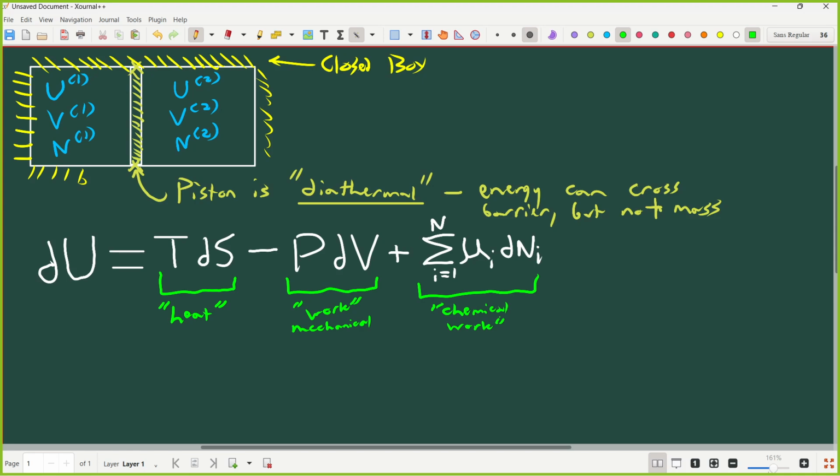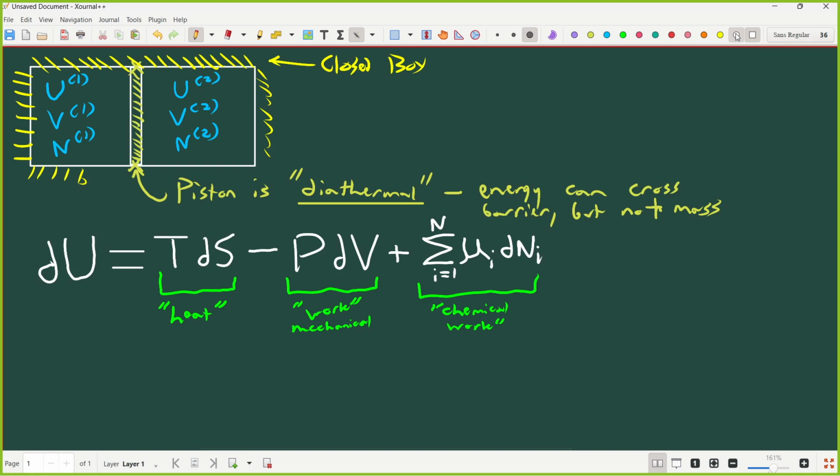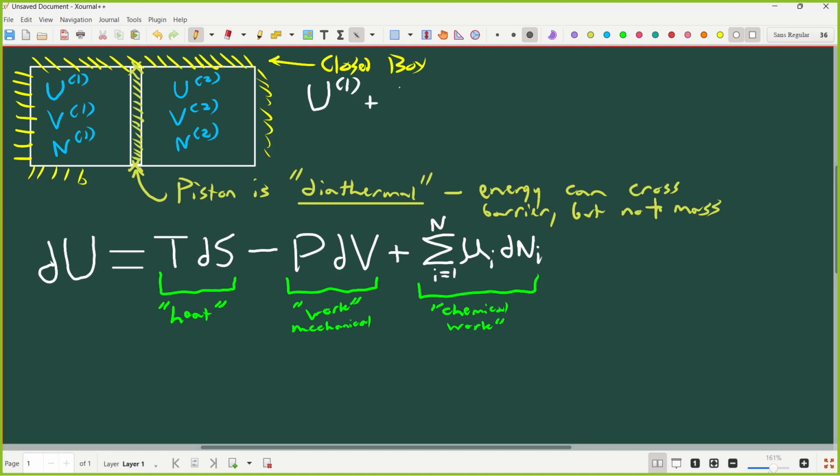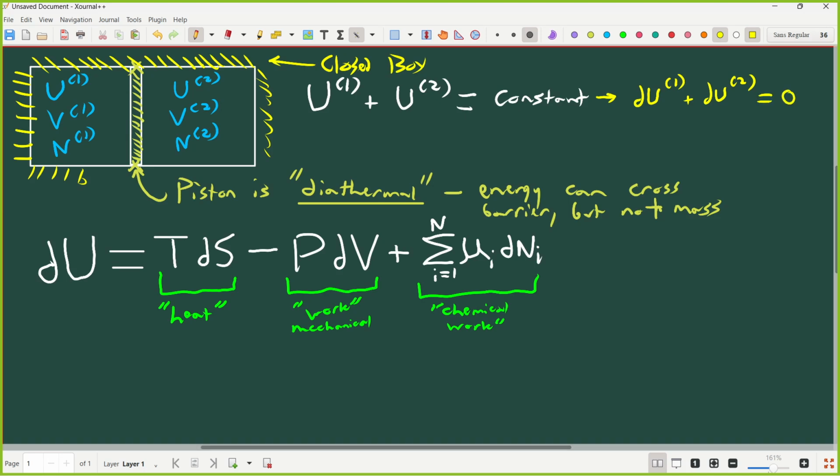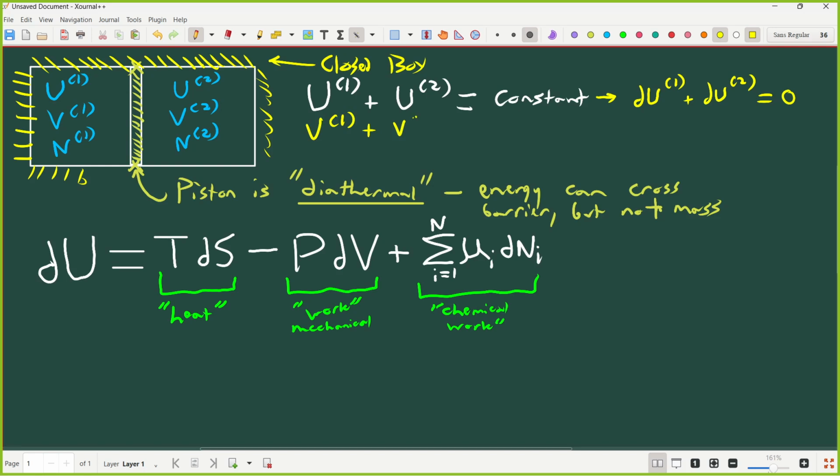So what we did now is, again, we have to set some conditions. Let's make some assumptions. First of all, energy is conserved. So the energy of the first box plus the energy of the second box is a constant. It's some number. And that means the net change, the change in U1 plus the change in the second box energy, is zero. So if the energy of box one goes up, the energy in box two has to come down. And that's also true for volume and N. It's true for all of them. Everything is conserved.